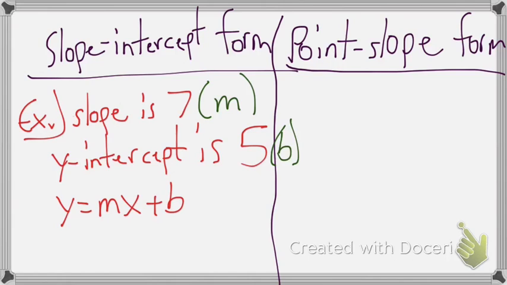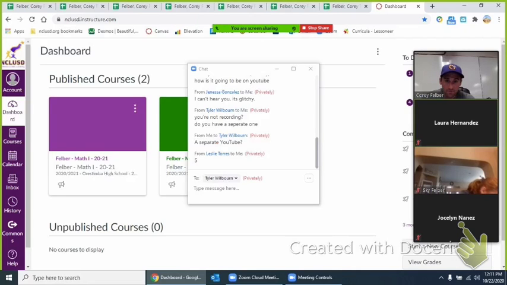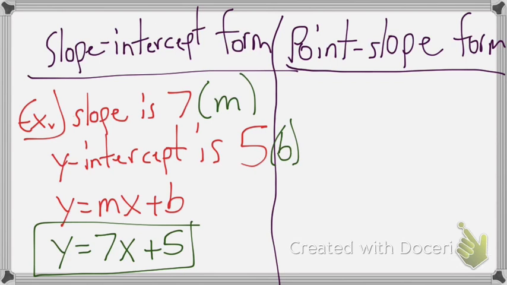Okay, so you would just have to plug them in. Change the m to a 7, change the b to a 5. Boom, slope-intercept form. Again, they might not tell you in words, they might give you a picture of the graph and you might have to write the equation. But again, all you need is the slope and the y-intercept.